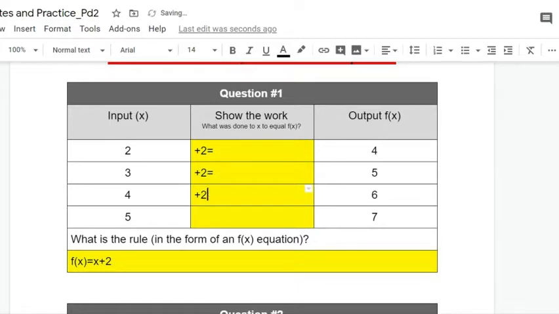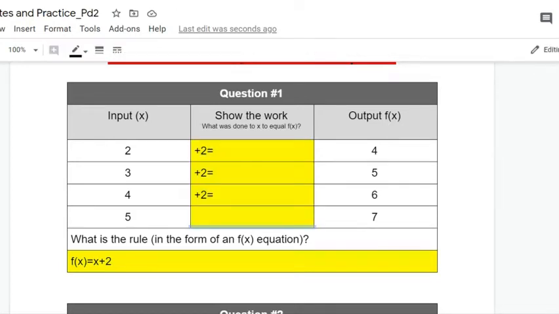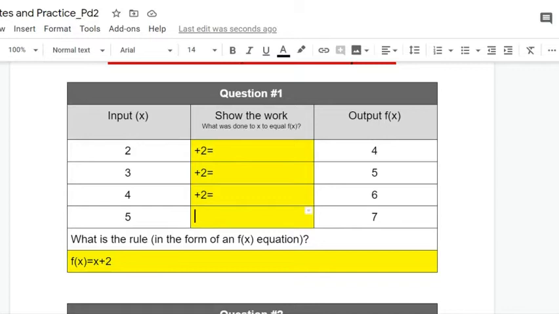So plus 2 equals 6, which works. And it has to be the same equation for all of them, right? So if this was like an 8 or something like that and it was plus 3, this wouldn't work. So we have 5 plus 2 equals 7. And so that's why it works. So we have f of x equals x plus 2. And that's where the x plus 2 comes from.